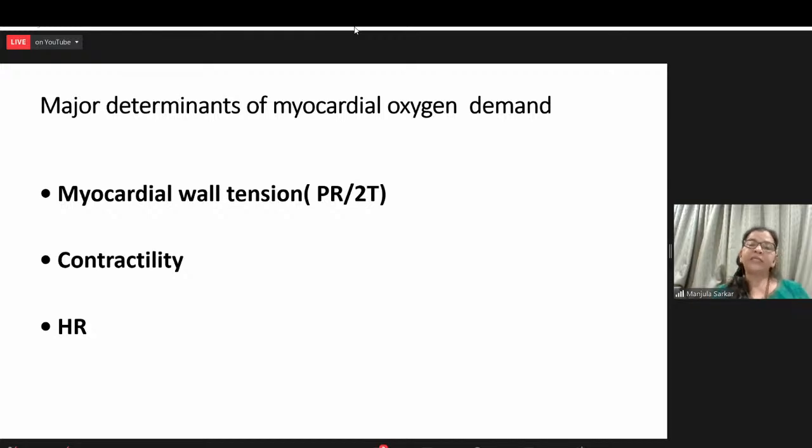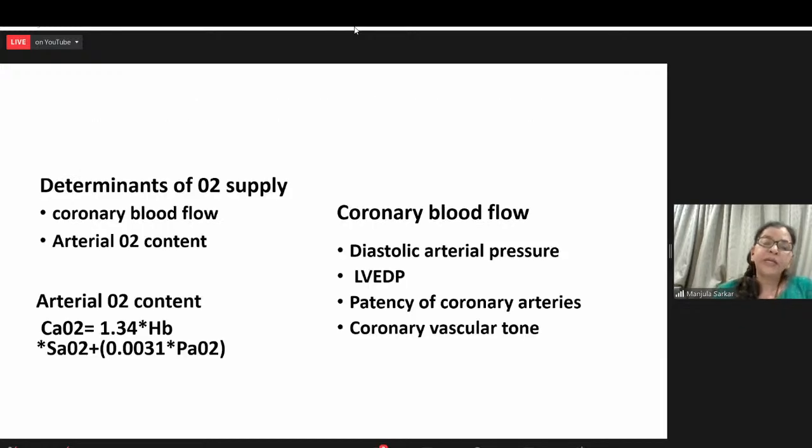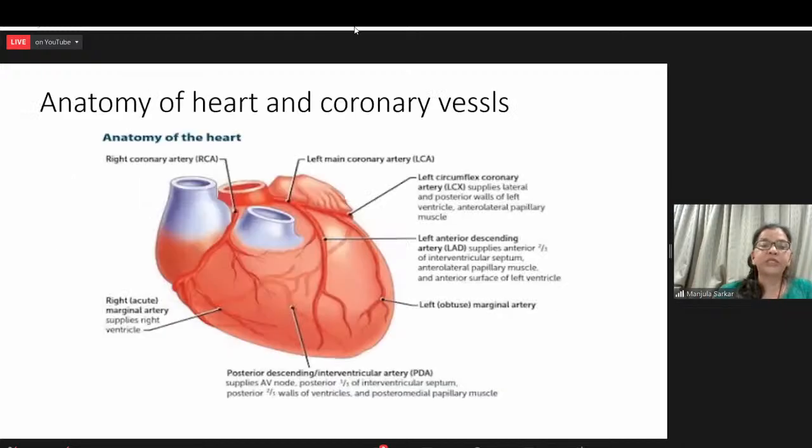Now, what are the major determinants of myocardial oxygen demand? Myocardial wall tension, contractility, and heart rate. Determinants of oxygen supply are coronary blood flow and arterial oxygen content. Coronary blood flow depends on diastolic arterial pressure, LVEDP, patency of the coronary arteries, and coronary vascular tone. Arterial oxygen content depends on hemoglobin and oxygen saturation.